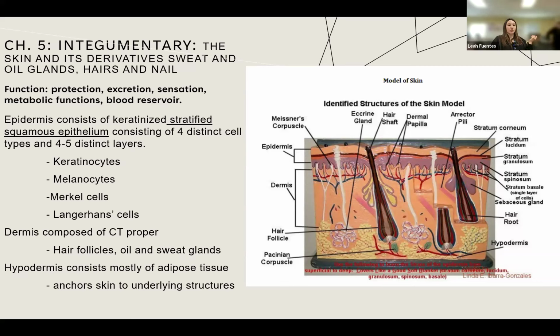And then moving down to our dermis. This is composed of connective tissue proper, and this contains your hair follicles, oils, and sweat glands. It also has 2 major areas. We have the papillary layer and then the reticular. Oh, I skipped a section.